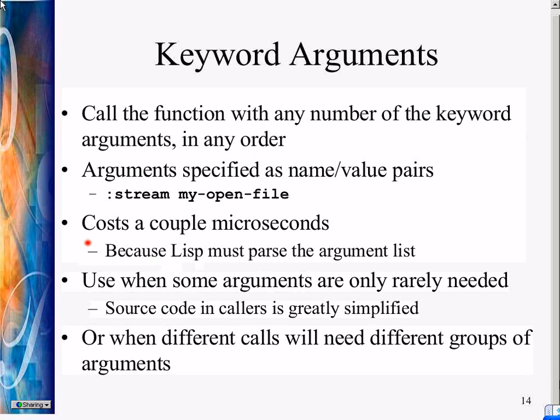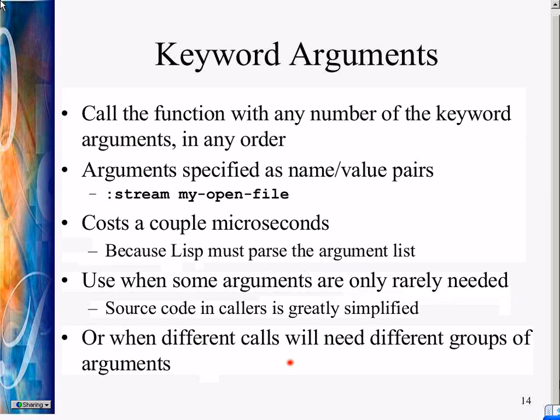If you're interested in efficiency, and you would be for a function which is called a very large number of times in a very large loop, then it does cost a little bit more to have keyword functions because the argument list must be parsed. And you typically use these for arguments that are only rarely needed. If you always have to specify a value for a keyword argument, then make it a required argument. There's no reason for having a keyword argument.